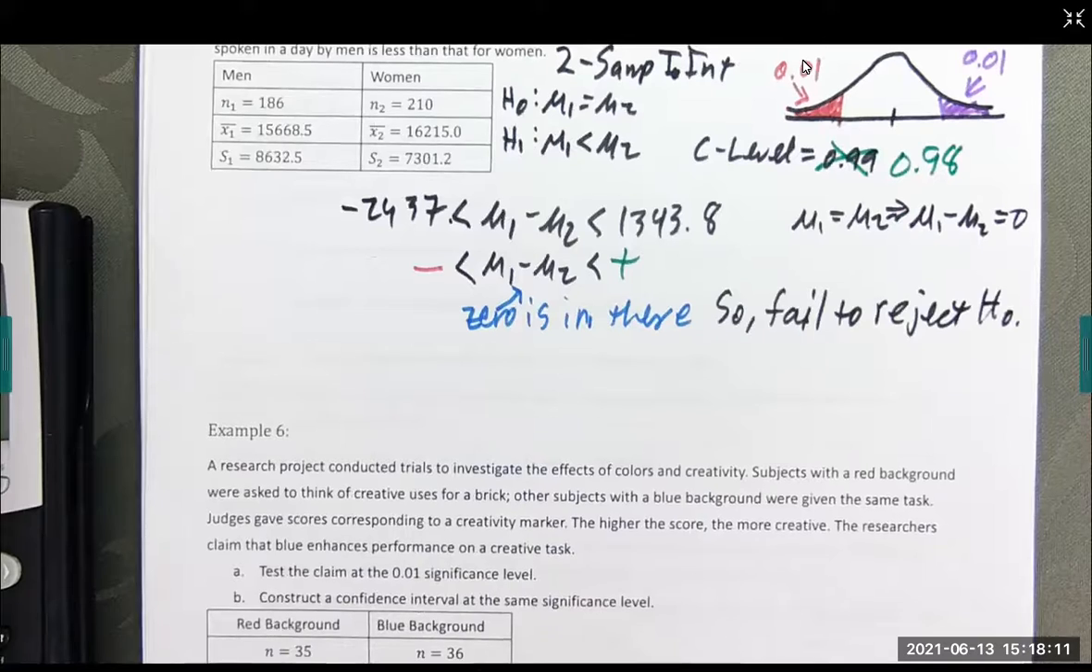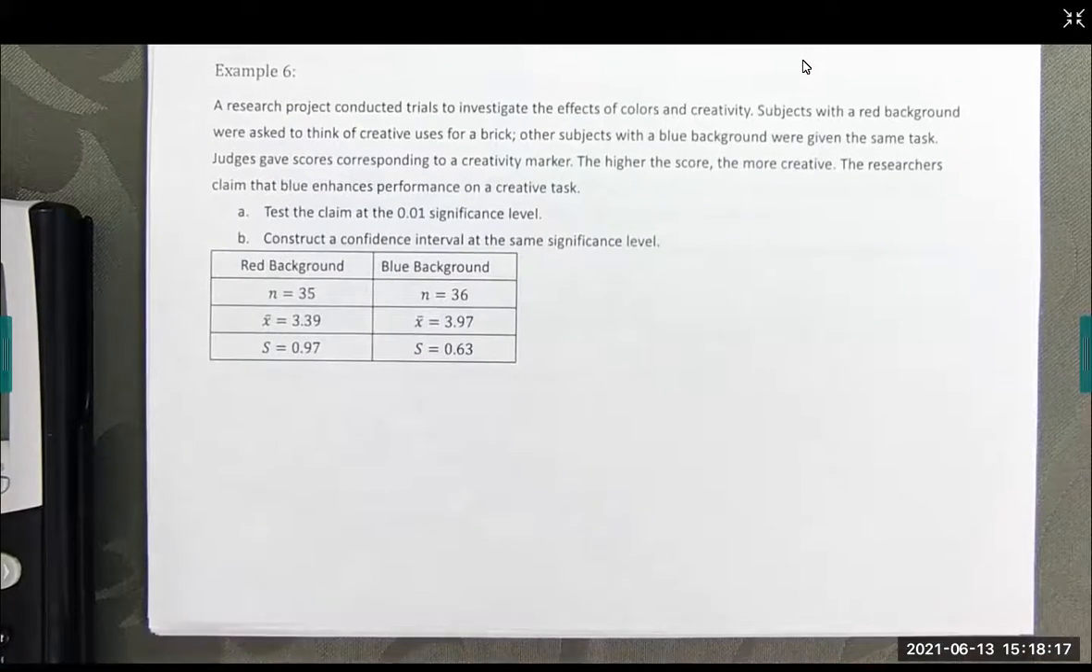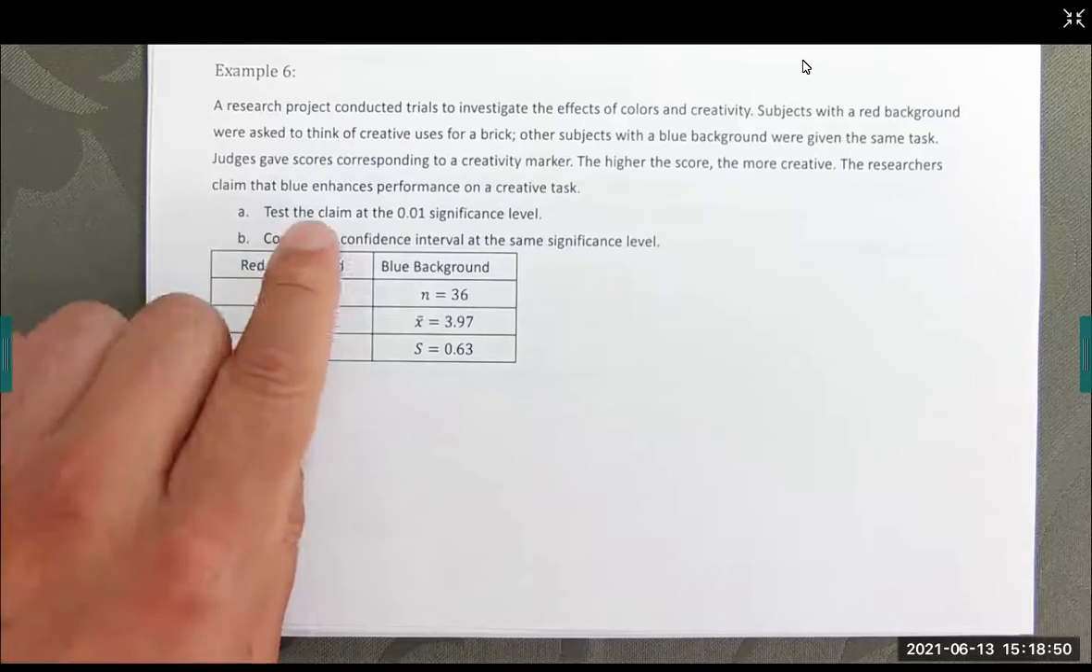All right, and for this last one, for this section, we're going to use both methods. So we have a research project conducted trials to investigate the effects of colors and creativity. Subjects with a red background were asked to think of creative uses for a brick. Other subjects with a blue background were given the same task. Judges gave scores corresponding to a creativity marker. The higher the score, the more creative. The researchers claim that the blue enhances the performance on a creative task. Okay, so blue is getting a larger amount.